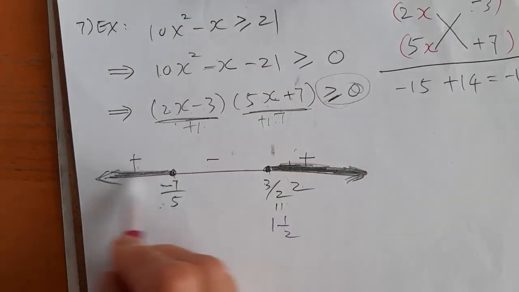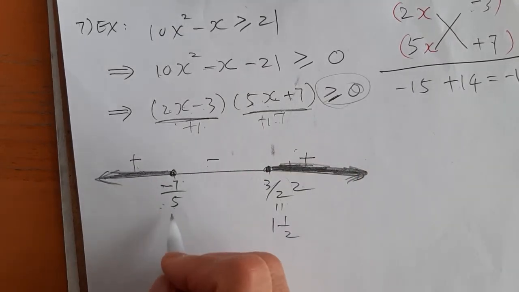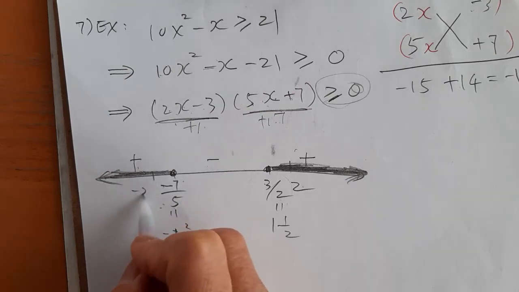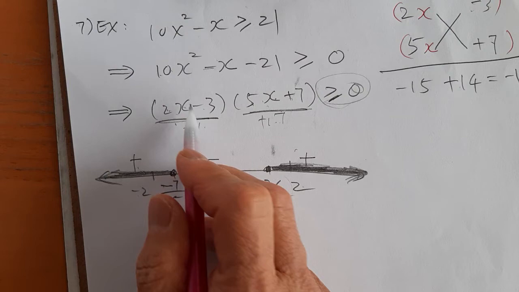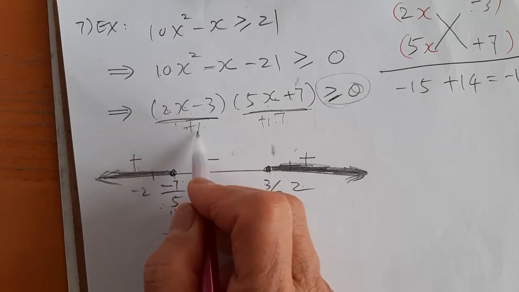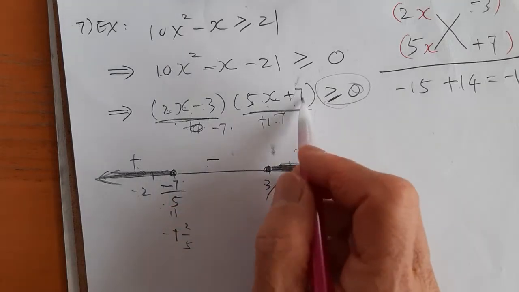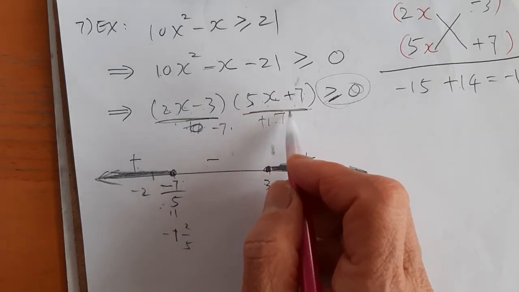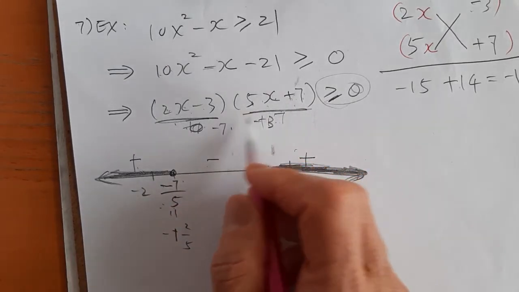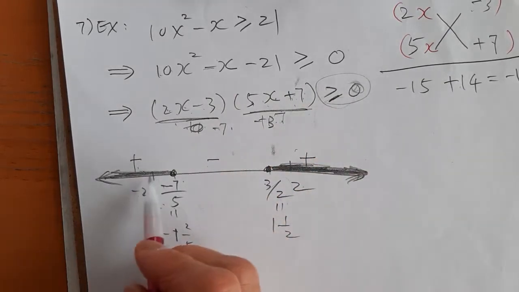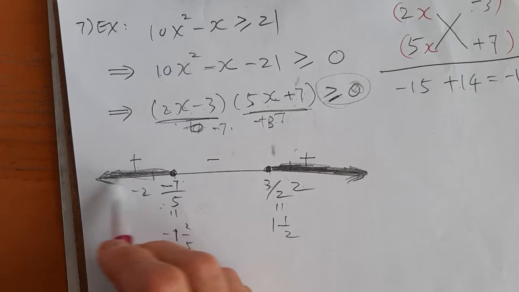All the numbers on the other side, like -7/5, which is -1 and 2/5. So you can try -2 and plug in. 2 times -2 is -4, minus 3 is -7. And 5 times -2 is -10, add 7 is -3. Negative times negative becomes greater than or equal to 0. So this side also gives solutions.